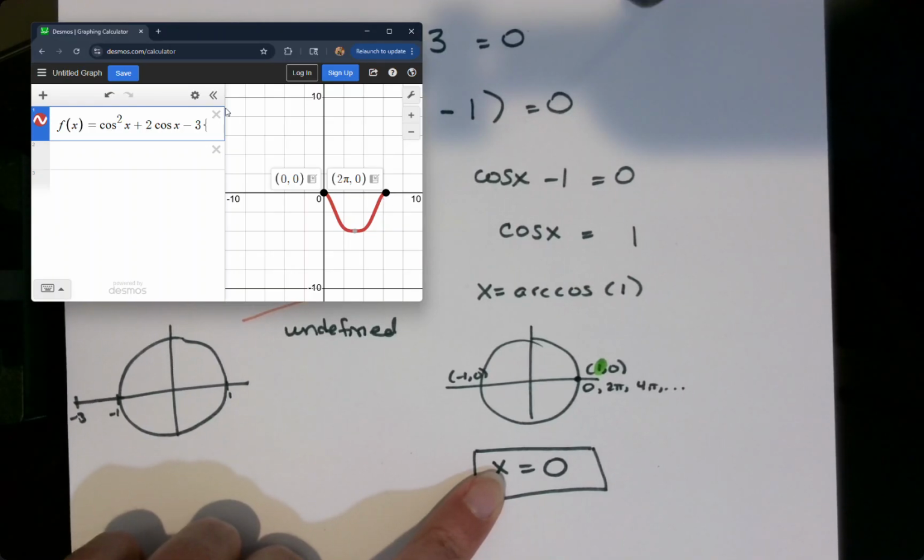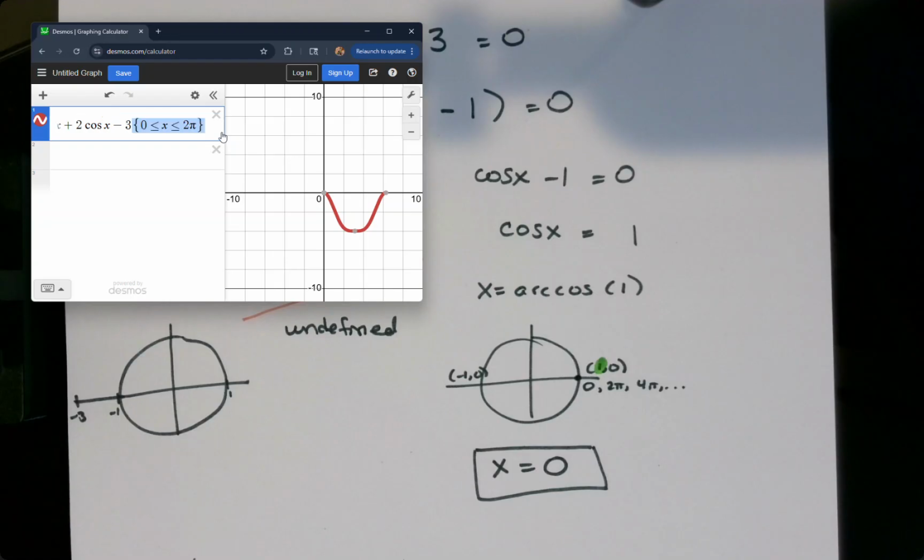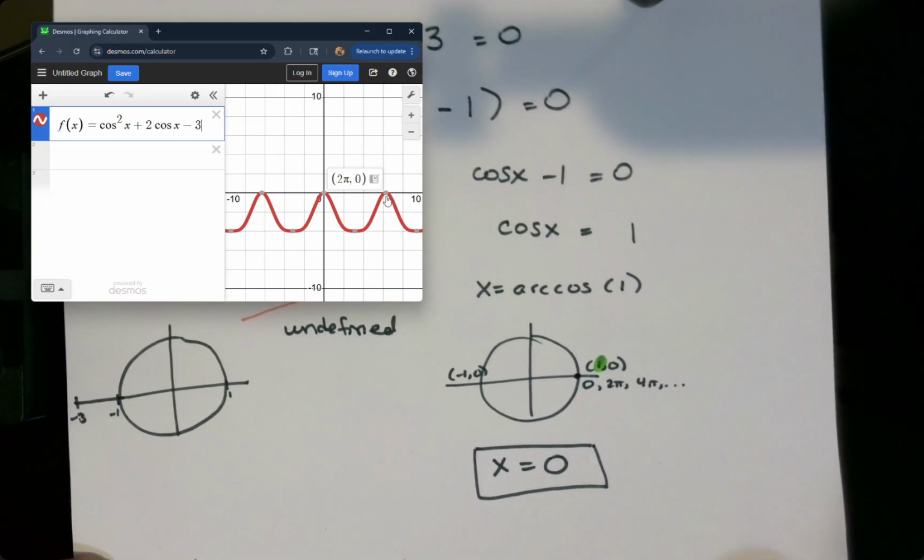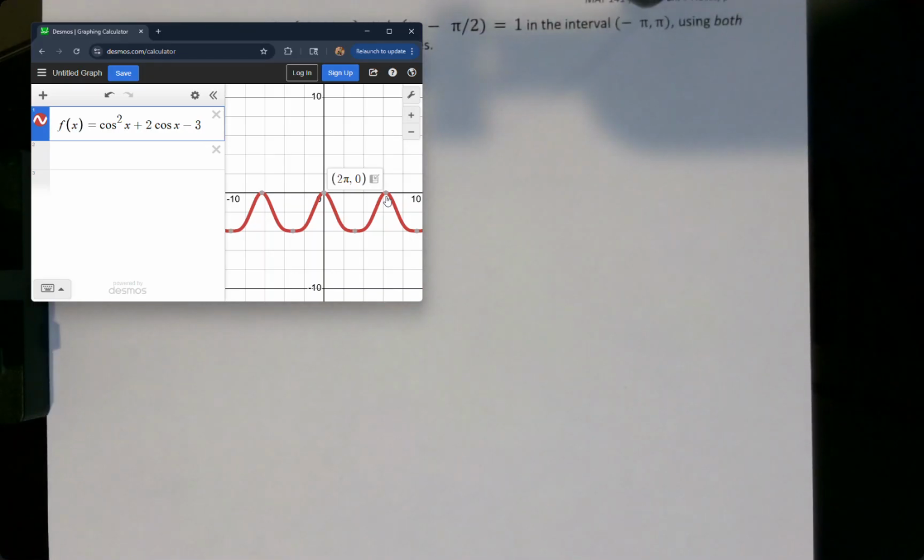So we've seen the graphical solution. There are lots and lots more solutions, but they are at all multiples of 2 pi. So if we were looking for all solutions, we would say k 2 pi. Okay, we've got one more to take a look at.